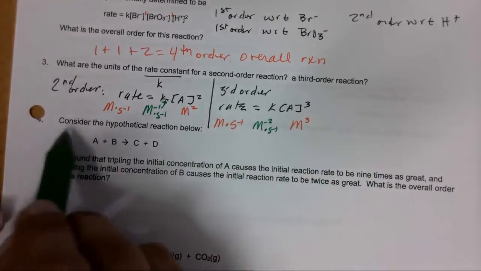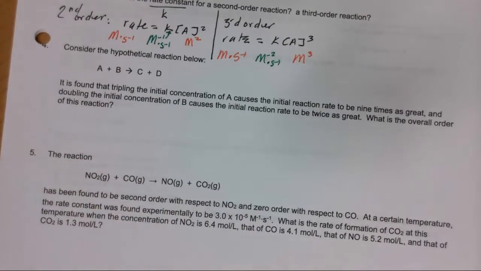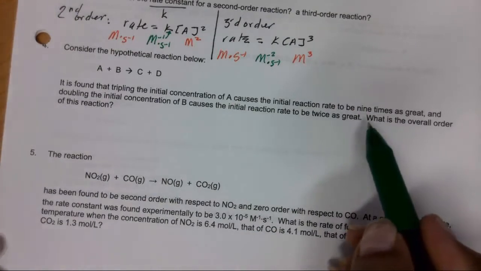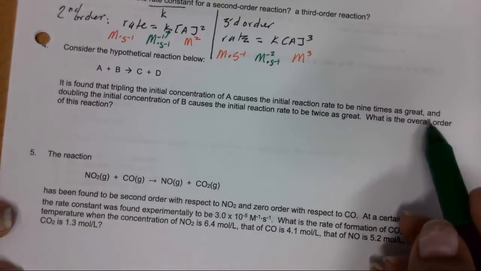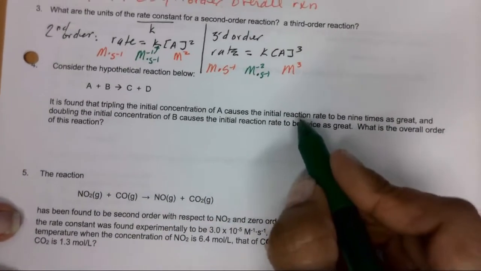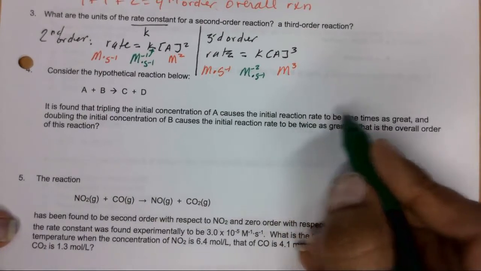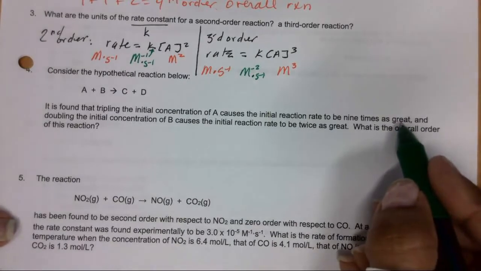All right, so consider the hypothetical reaction below. So we have A plus B to C plus D. It is found that tripling the initial concentration of A causes the initial reaction rate to be 9 times as great. Okay, so if I take something and I triple it, that means it's raised to 3, and if I square 3, I'm going to get what? I'm going to get 9, right?